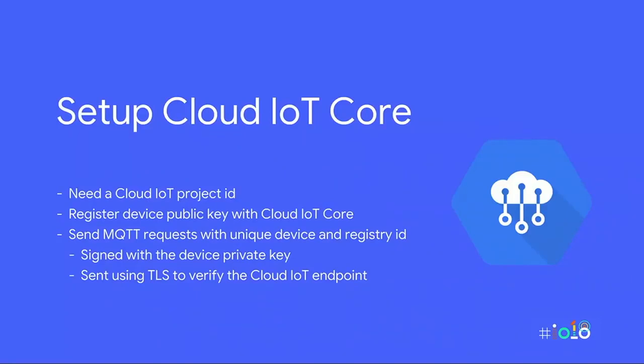Cloud IoT can verify that this message is legitimate by verifying this key and checking it with what it received earlier. So then we send the MQTT request using TLS, and we use TLS so that our device knows that it can trust who it's sending the data to. Because remember, both sides need to check the other side.